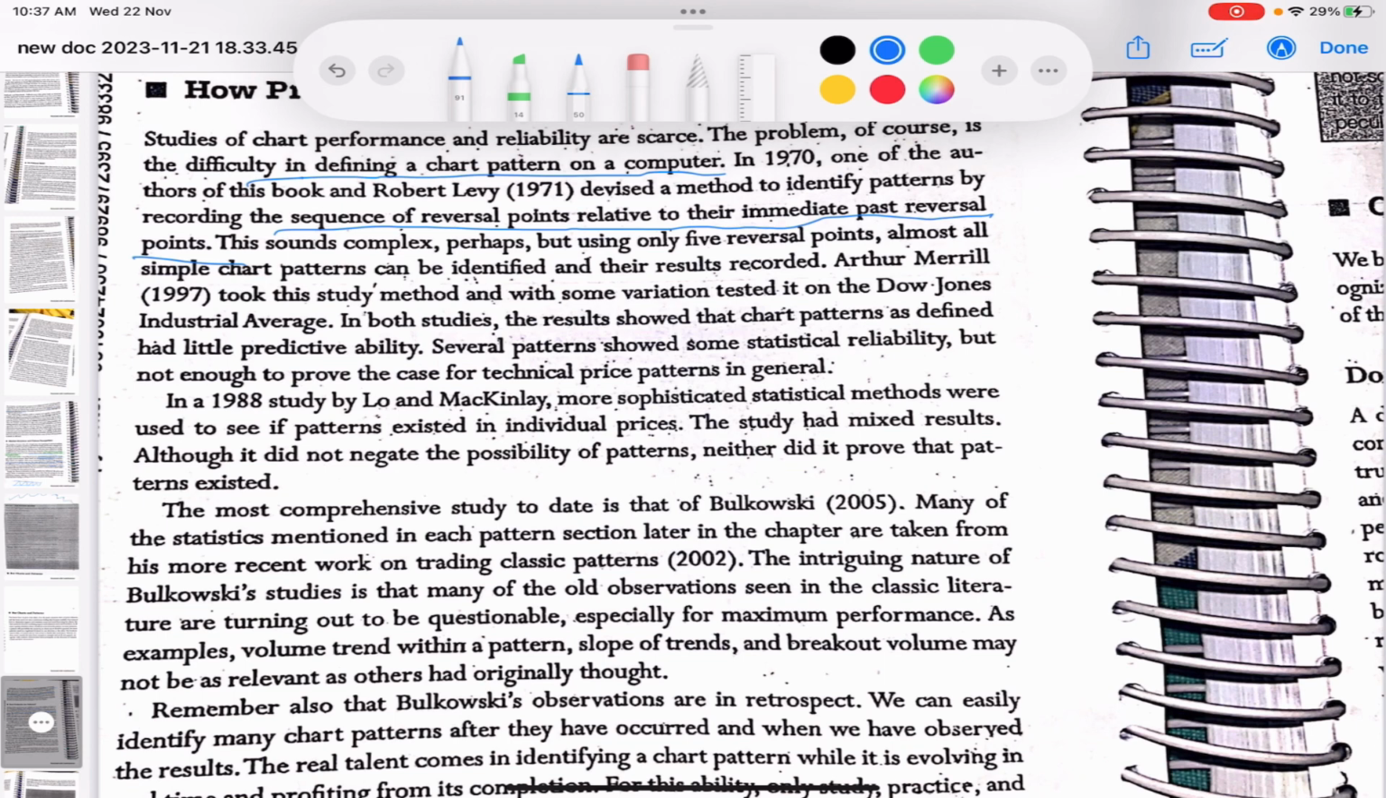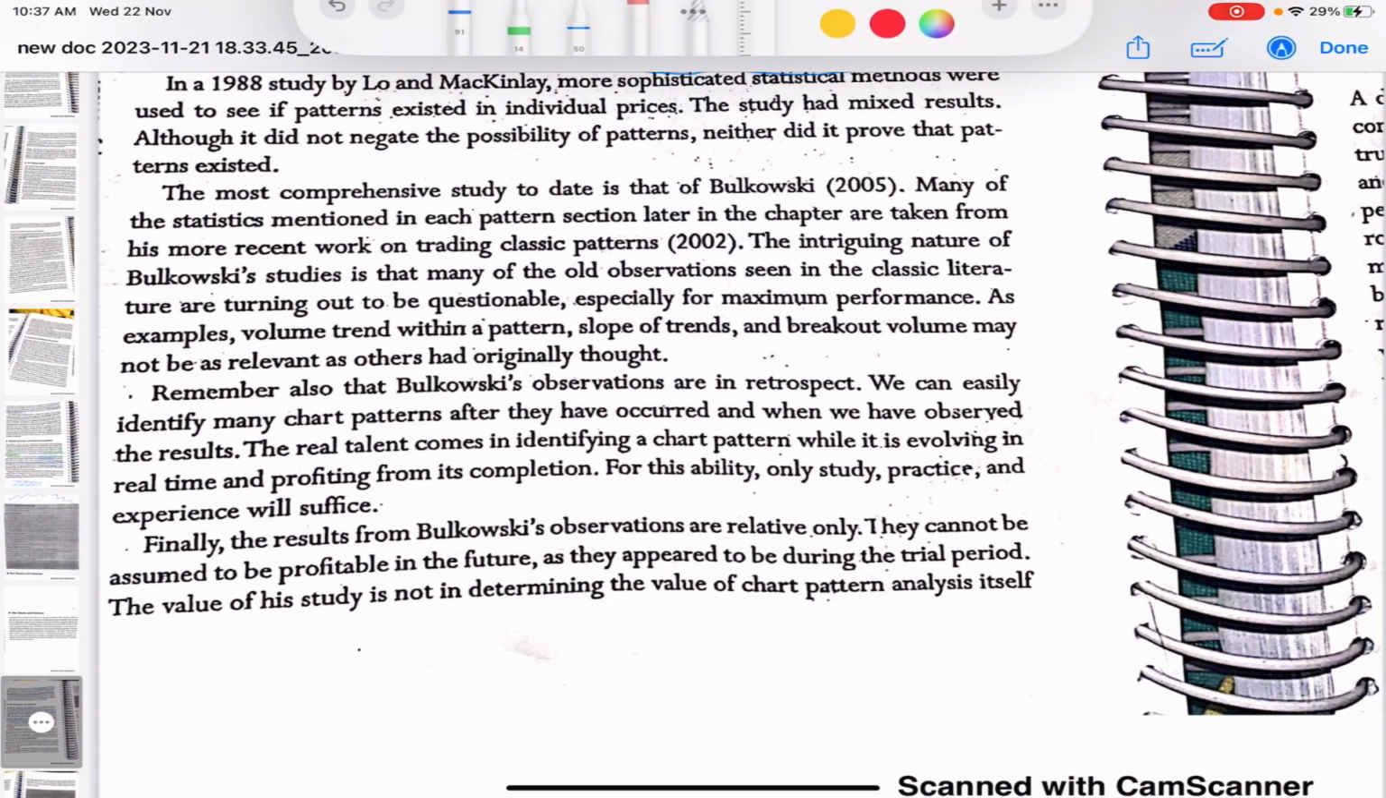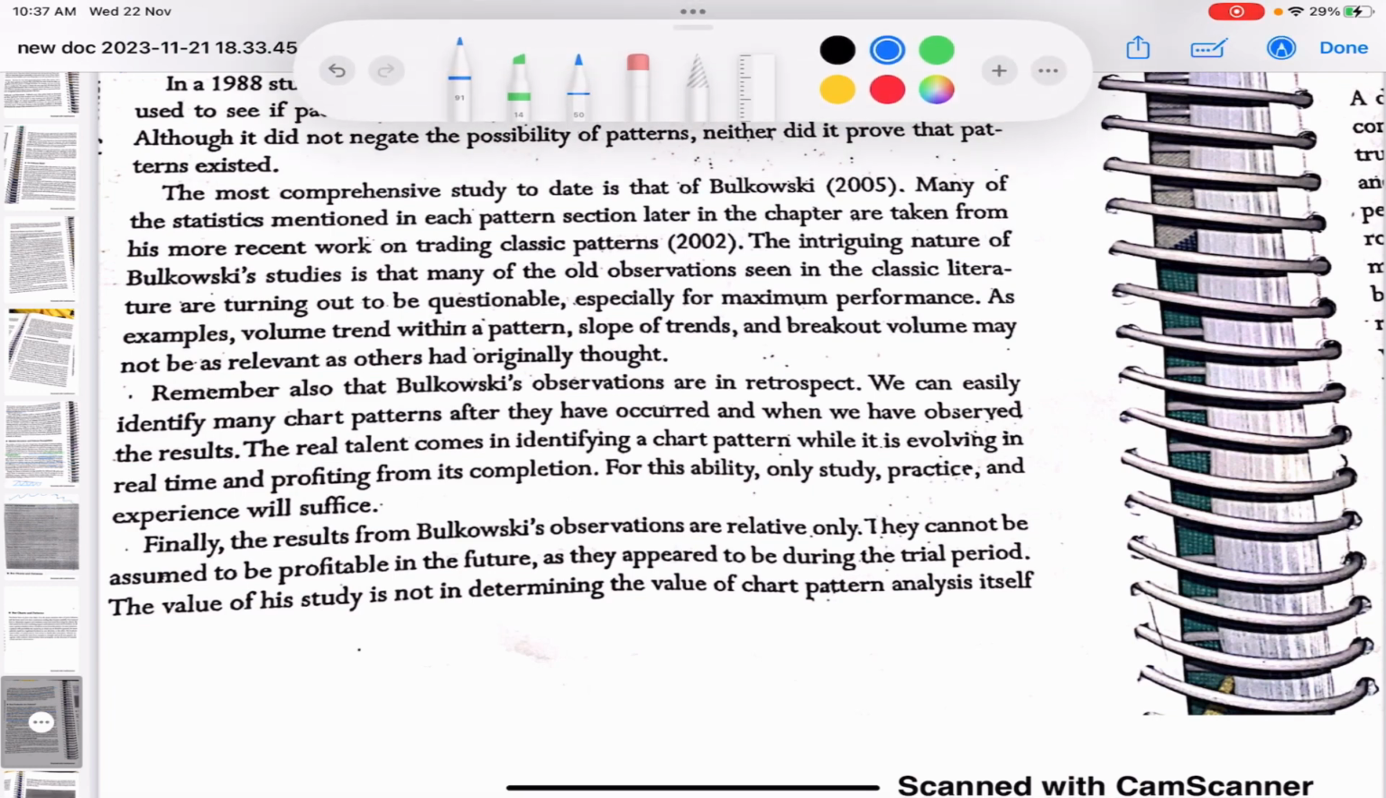Results show that chart patterns as defined had little predictive ability. Several patterns showed some statistical reliability, but not enough to prove that the technical things are good. See, that's what I've said, that it's not possible for you to test every single thing on the market to prove something. Many of the statistics mentioned in each pattern section later in the chapter are taken from his most recent work. The intriguing nature of Bulkowski's studies is that many of the old observations seen in the classic literature are turning out to be questionable, especially for maximum performance.